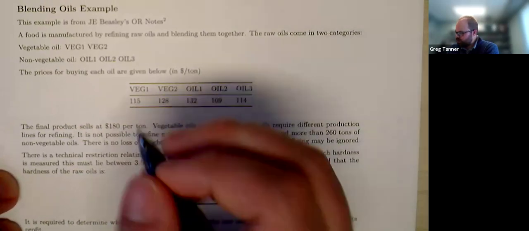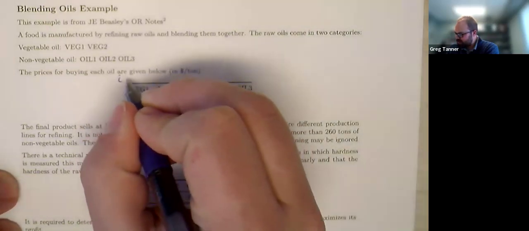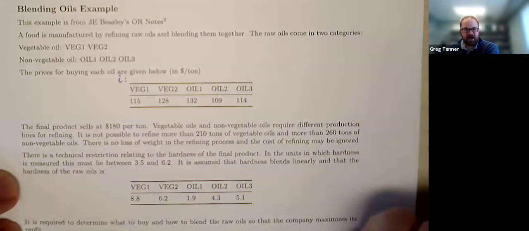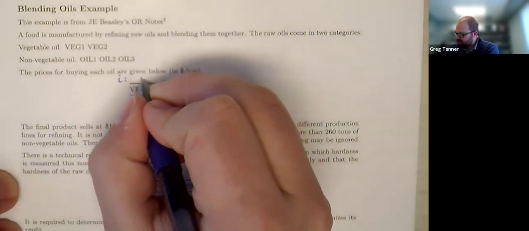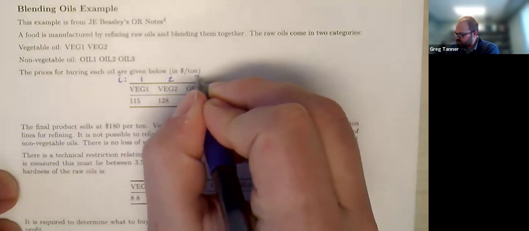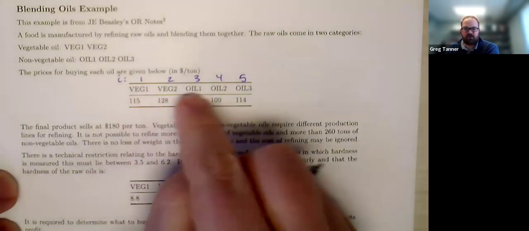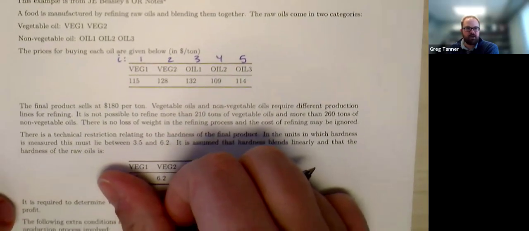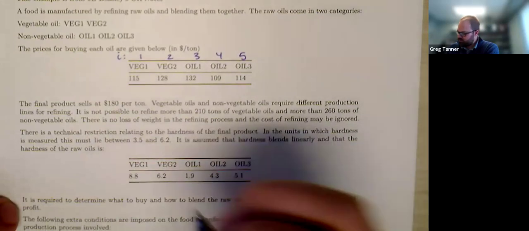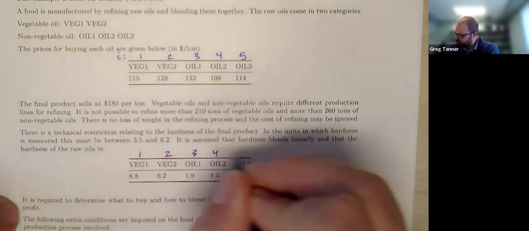First, for notational purposes, just to make things easier, I'm going to have an I index. Give your index a different name. And I'm just going to number these oils 1, 2, 3, 4, and 5. Saves me writing out veg 1, veg 2, oil 1, oil 2, and oil 3. I can put those same numbers down here as well.